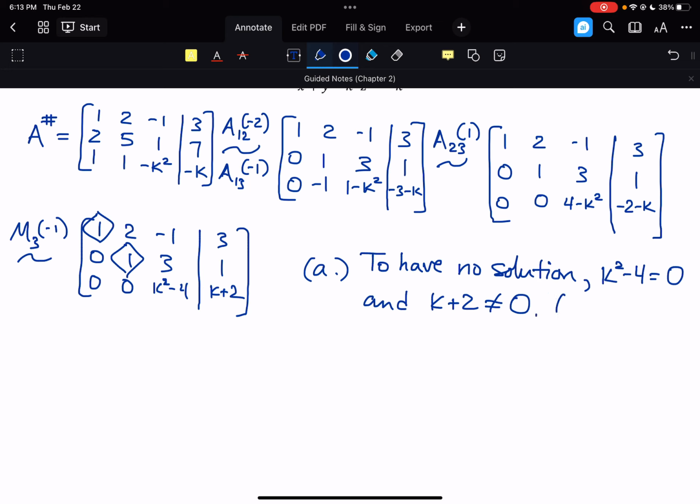Right? And again, this gives us a pivot in the augmented column. So, if we look at what the solutions are here, we have k equals plus or minus 2, but this second condition tells us k must not be equal to negative 2.